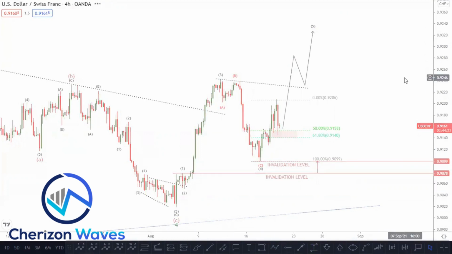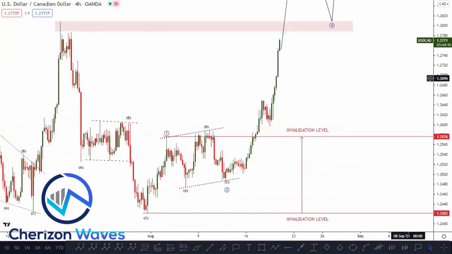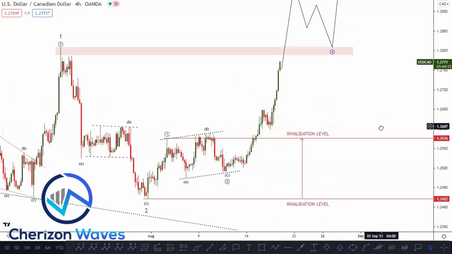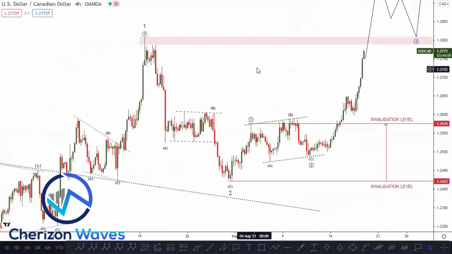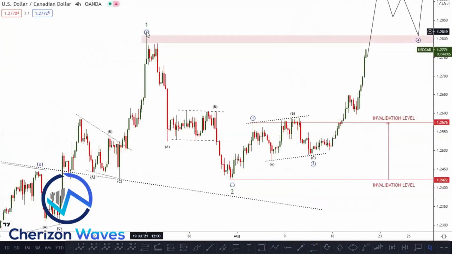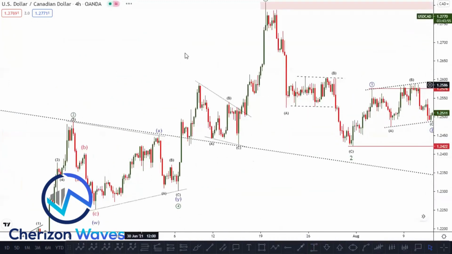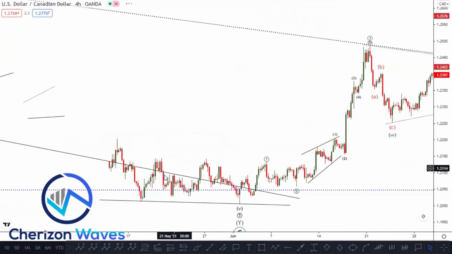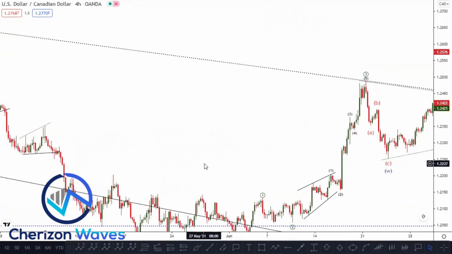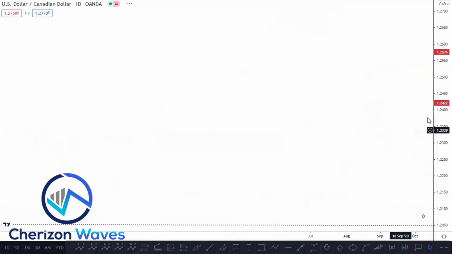The next pair that we're looking at today is USDCAD, which is US dollar against the Canadian dollar. What we're looking at is a major wave one that completed on 19th July. We had a correction, ABC, as a retest on this trend line. If you can remember, this was an ending diagonal from way back. We can see it on the daily. It was a diagonal.